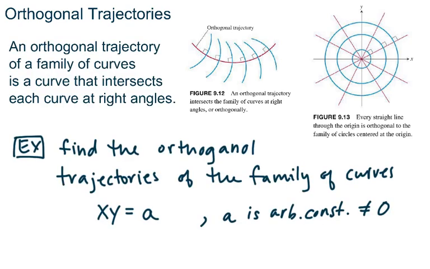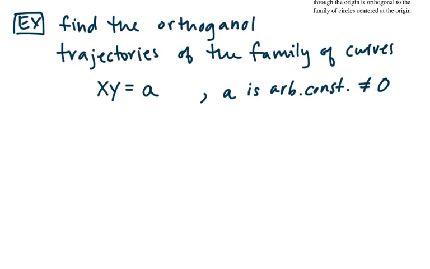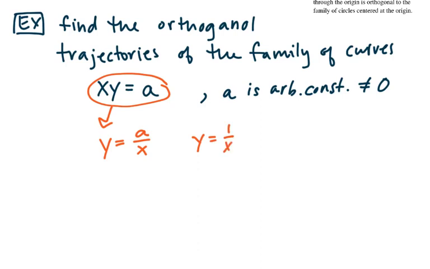So what we're going to do here is find the orthogonal trajectories of the family of curves xy equals a. And in this case, a represents an arbitrary constant not equal to 0. And so what does that mean? That's kind of like saying y equals a over x, which is like a rational function. Y equals 1 over x. A is any number, it just can't be 0.